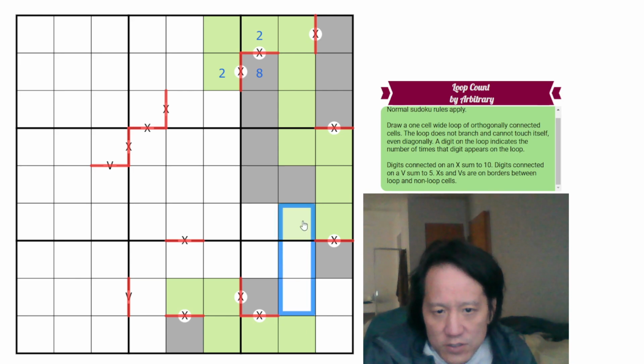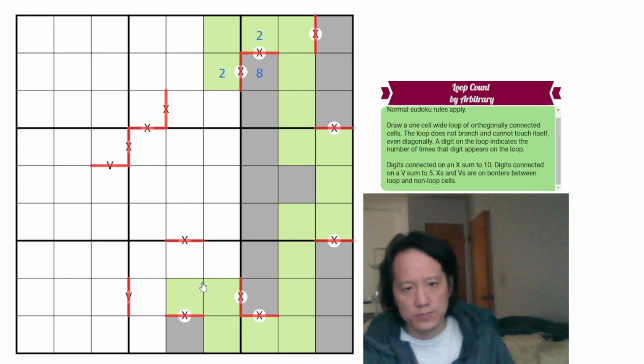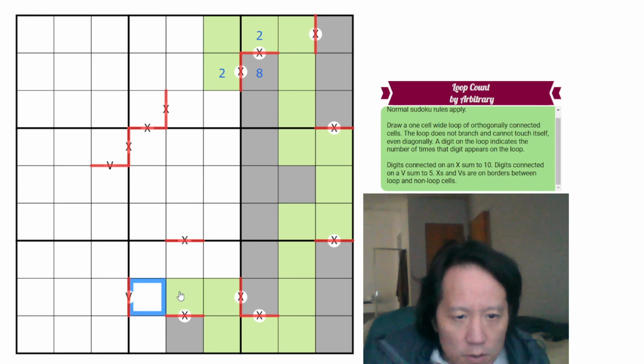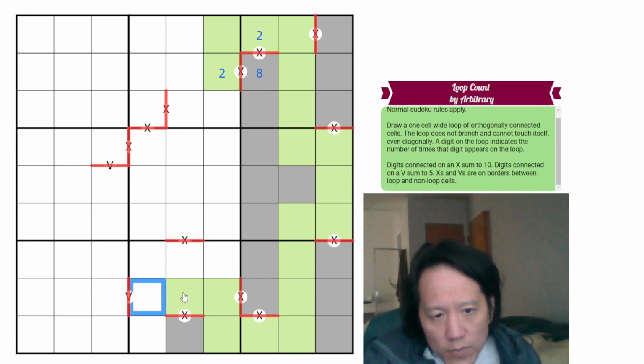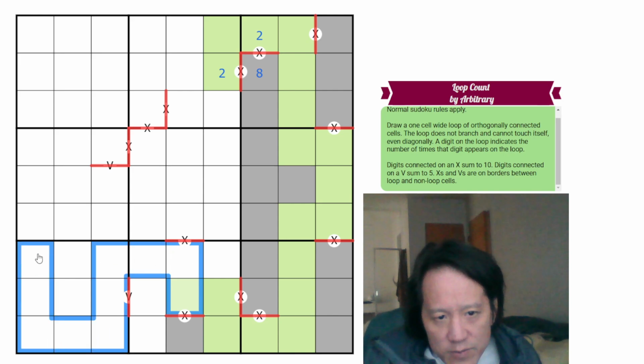This one has to go essentially here. So these are not part of the loop. These aren't part of the loop. These aren't part of the loop. It could go down here. Yeah, that's fine. Can it avoid this? I guess, because it goes something like that. That seems possible.